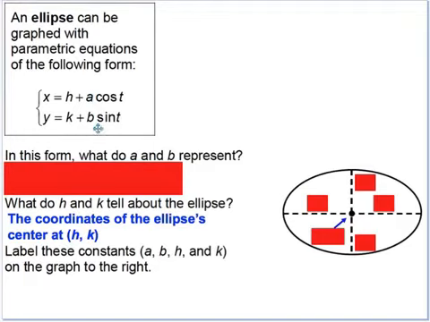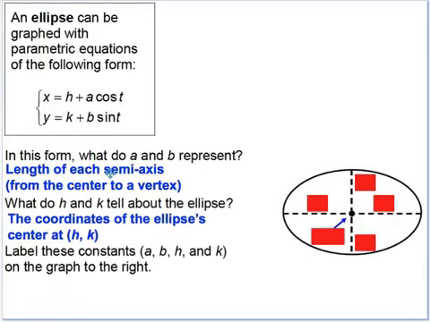Well, what do the a and b do? If this was a circle, if these values were the same, it would be the radius of your circle. But because we have an ellipse, it's going to tell us the radii of our ellipse. The a is always going to be your horizontal radius, and your b is always going to be your vertical radius.